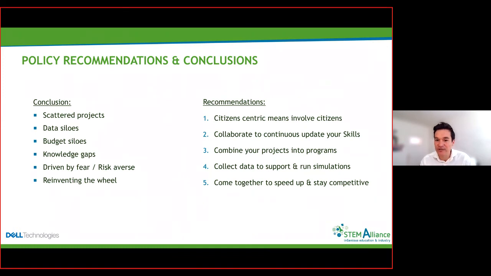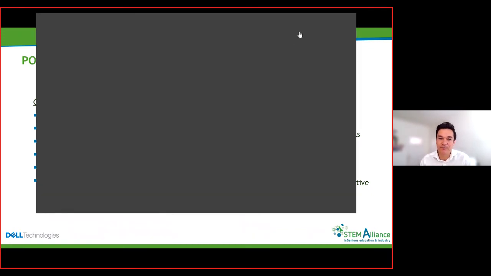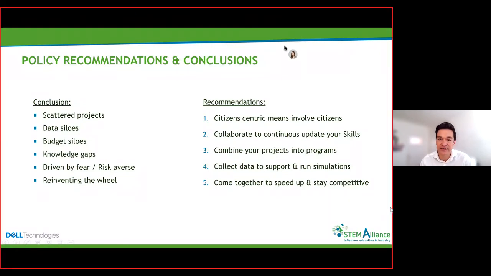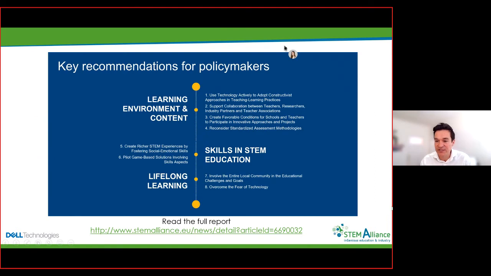Combining those projects into programs, collecting data, which is really, really key if you want to do anything with analyzing the data or even with starting to do something with AI. And as mentioned, coming together to speed up. I think those were the recommendations coming from the projects that I'm working on, and they really relate to what you will see on the last slide, the recommendations coming from this STEM and policy hack that we did. So it's really key to provide a learning environment and provide the content which supports the students, the teachers, the researchers to actually get the message across and to help each other.